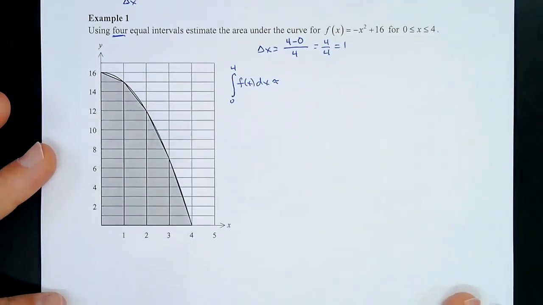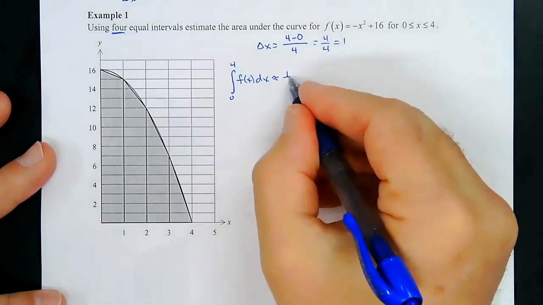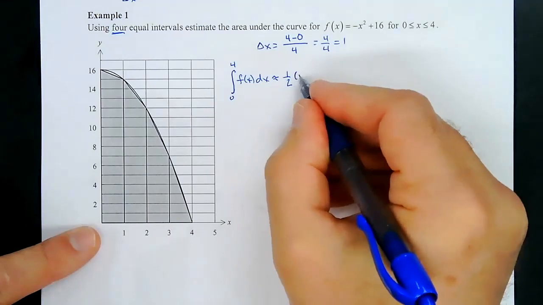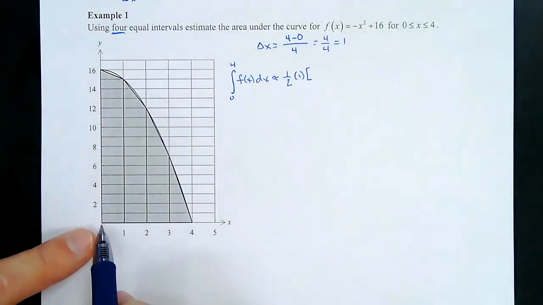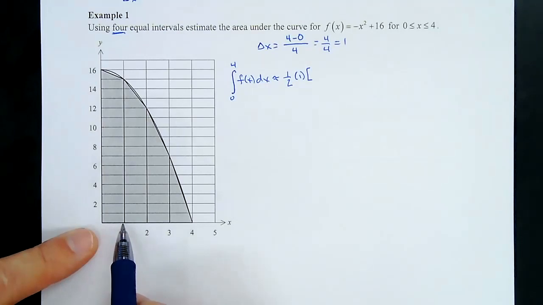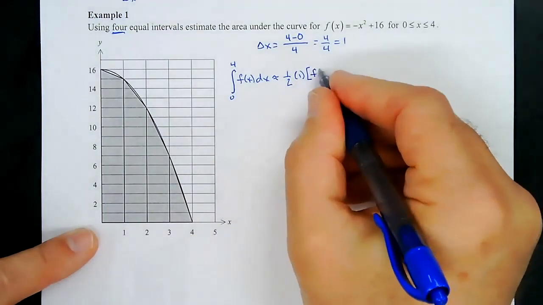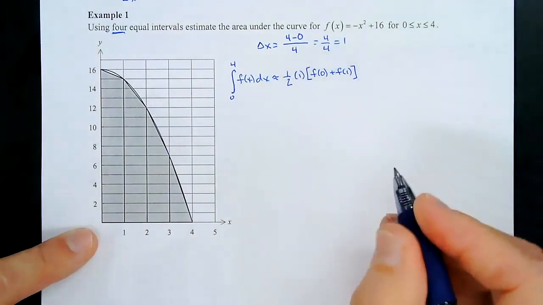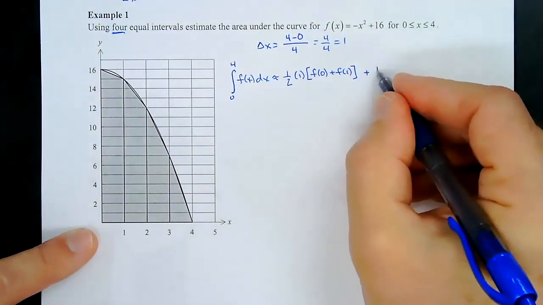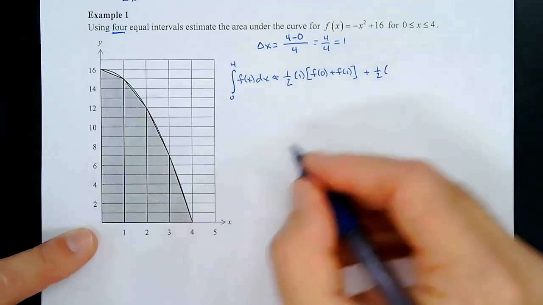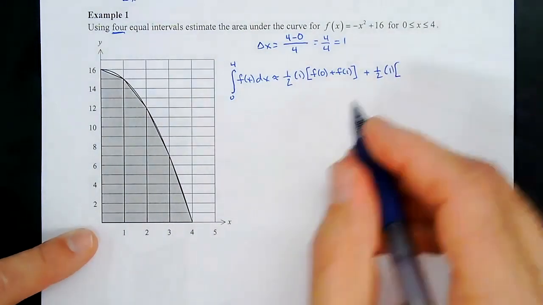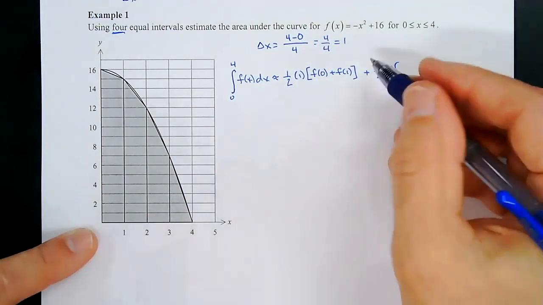All right. So back to this, we're going to have 1/2 times our height of this first trapezoid. So that'd be 1 times, and the left side of this trapezoid is going to be f of 0, and the right side is going to be f of 1. So this would be f of 0 plus f of 1. Okay, that's our first trapezoid. Now we have to add our second trapezoid. So 1/2 times 1 again, because this second trapezoid's height is 1, its delta x is 1, times f of 1 plus f of 2.